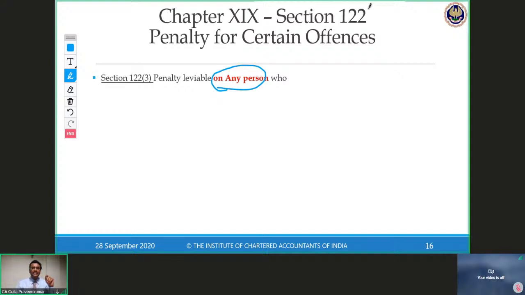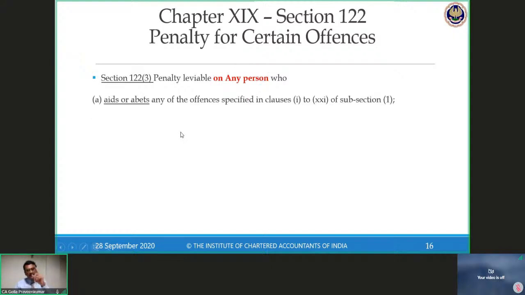Now we will see what they are talking about here. 122.3. For the examination, I think you can expect one question from 122.3. A person who aids or abets any of the offences in 1 to 21. It says a person who has aided, meaning supported, or who abets, who encourages, directly or indirectly. Now I'll give an example. The Institute material has given one simple example, very apt to this point.